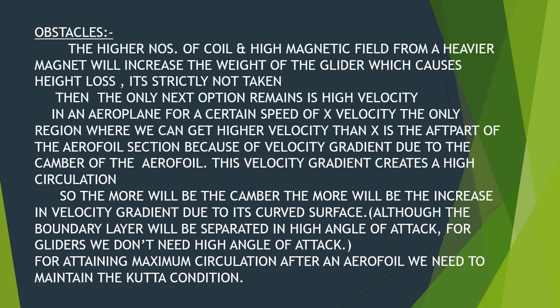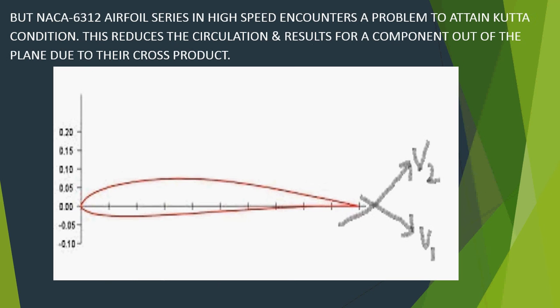For attaining maximum circulation after an airfoil, we need to maintain the Kutta condition. But the NACA 6312 airfoil series at high speed encounters a problem in attaining the Kutta condition. This produces the circulation and results in a component out of the plane due to their cross product.